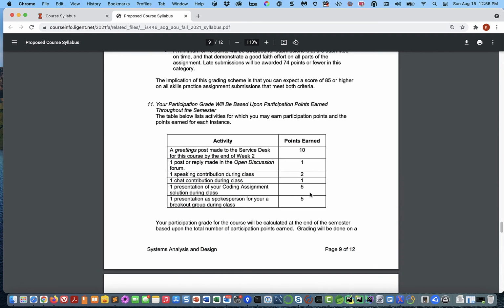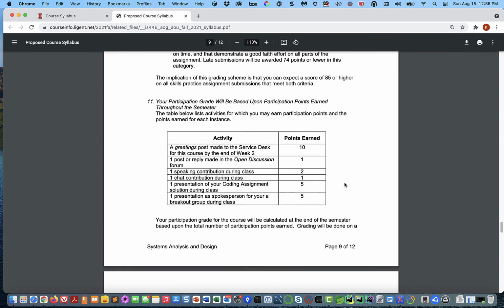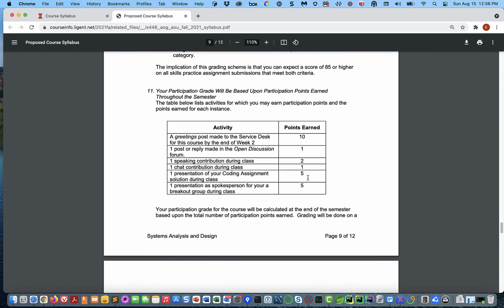Your participation grade will be based on participation points earned throughout the semester. Okay, so what things can you do to earn participation points? Well, you can make your greetings post to the service desk. That's 10 points. That's astronomical. You'd be foolish not to do that.